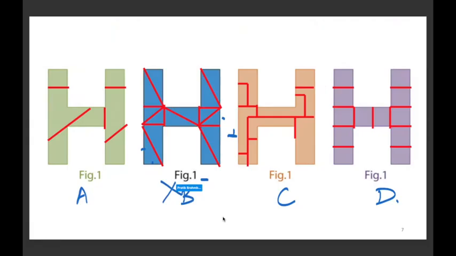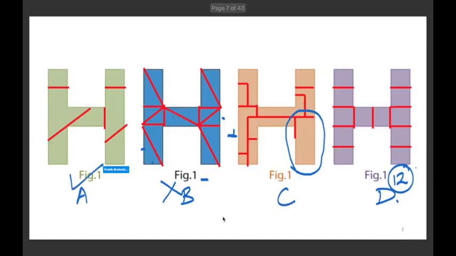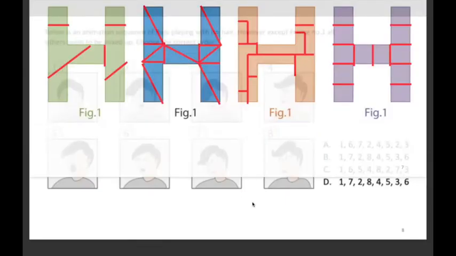In the case of C, we will be left with this kind of a residue. And in the case of option D, it is made up of 12 pieces and not 11 pieces, which were originally given here. So the correct answer is option A here. Okay, we'll move to the next one.